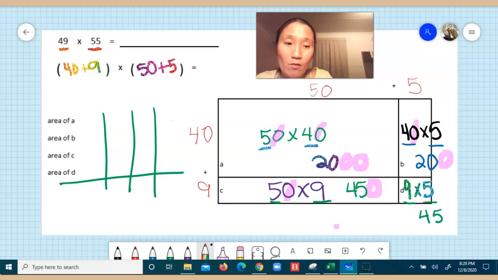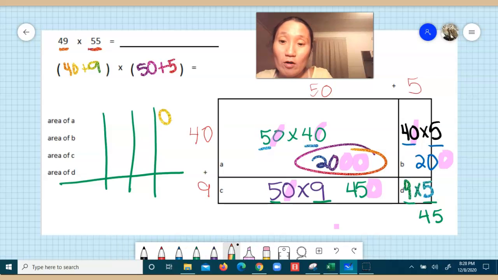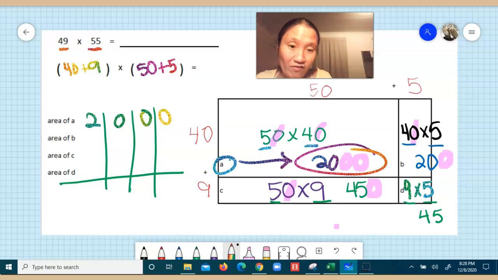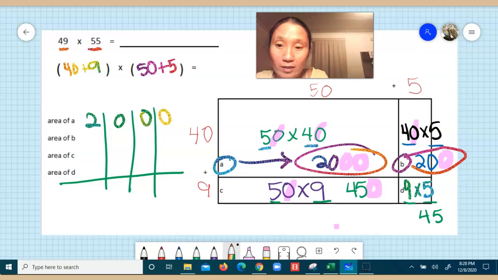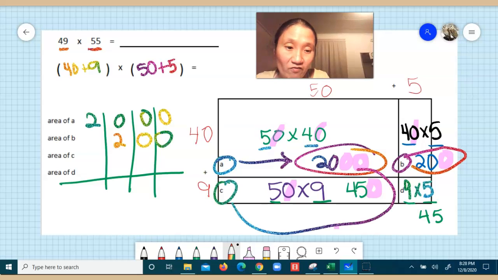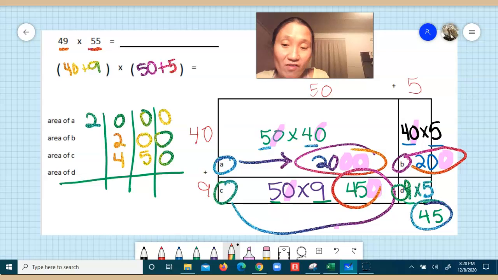All right, so now I have my 2,000 as the big number, so I'm going to start with the big number. So I'm going to write 0, 0, 0, 2. That's the area of A. B is going to be 200, so 200. C is going to be 450. And D is 45, so 45.